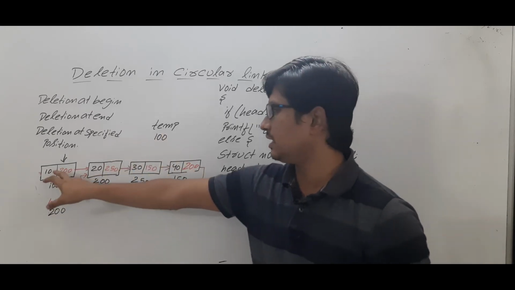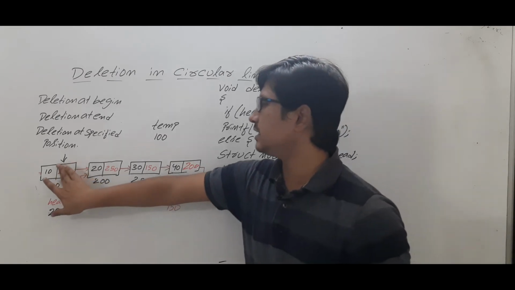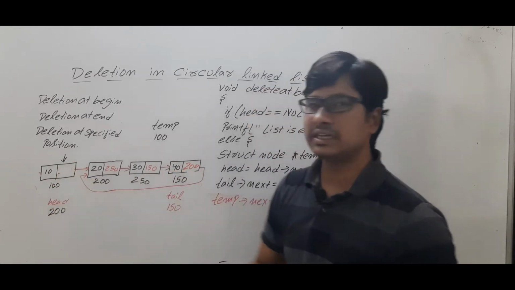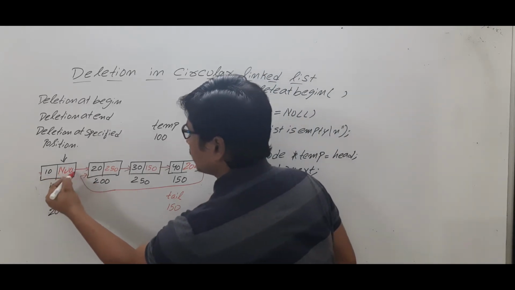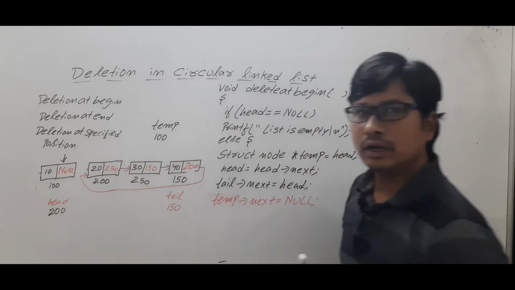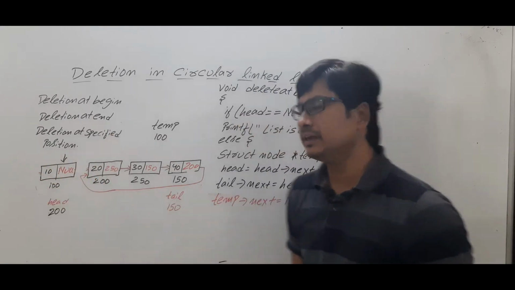So you have to write temp of next, which is equal to null. So you are assigning the null value here. If you assign the null value here, the link will be broken. Is it clear? Now this node is alone. Okay, now you can release it.